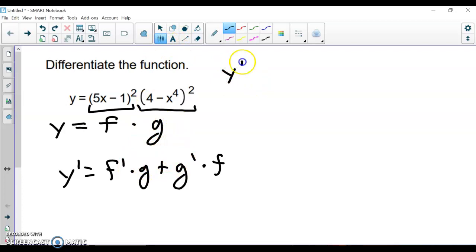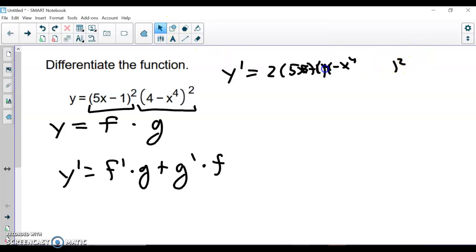All right, so if we take the derivative of f, which is this whole first factor here, f prime, notice it's a chain rule, right? We bring the exponent down, rewrite the inside, reduce the power, so now it's a 1. And then multiply by the derivative of the inside, the 5x minus 1. So its derivative is 5. Then we multiply by the second factor, the whole thing, 4 minus x to the fourth, squared.